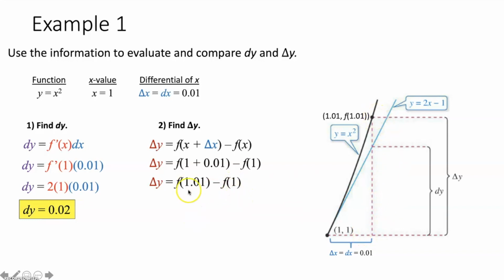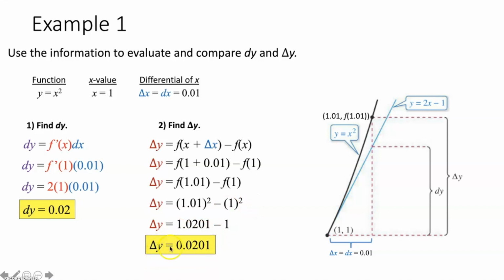So all we have to do now is evaluate this. F of 1.01 just means I take 1.01 and plug it into the original function for x. Same thing over here. F of 1 just means I plug in 1 to the original function for x. If I square both of these and subtract, I end up getting delta y, or the change in y values here, is equal to 0.0201.